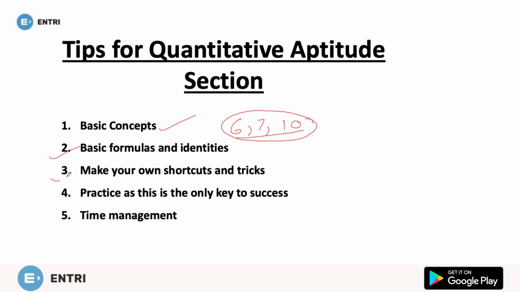The third point is to make your own shortcuts and tricks. Instead of following the shortcuts and tricks that are given by anyone else, please make your own short tricks. You can also find short tricks for squares and cubes and use them. Try to solve the questions using different methods so that you can find new tricks in solving the questions. The question model may be changed in the bank exam, so please try to solve questions in different methods.